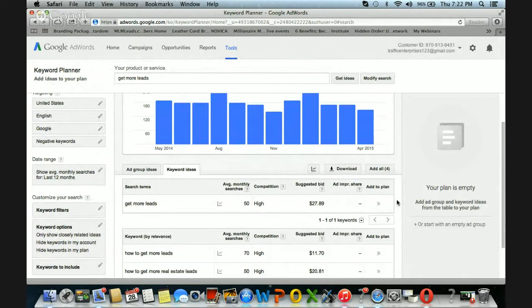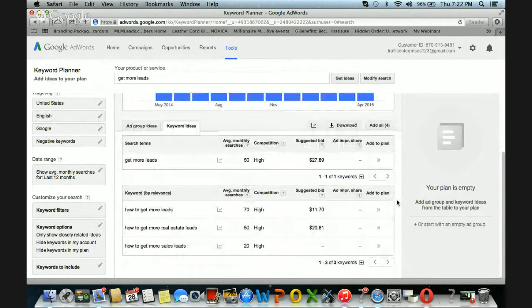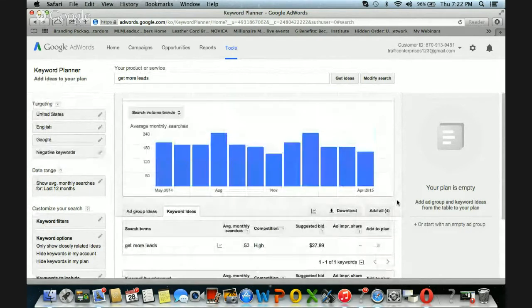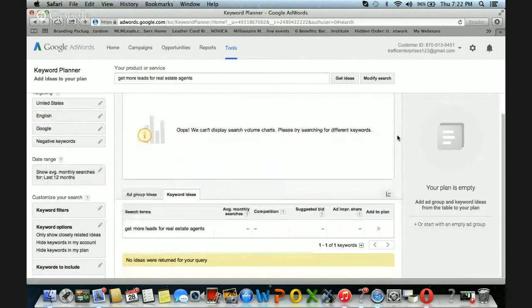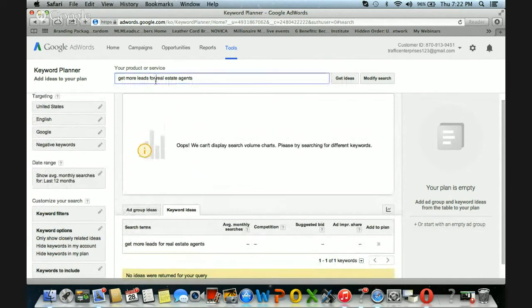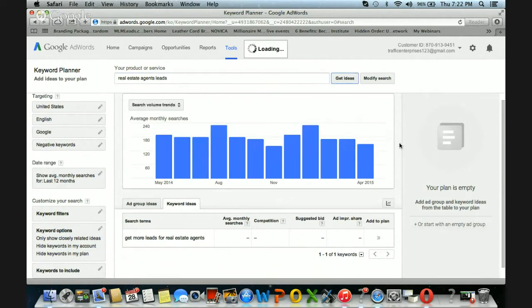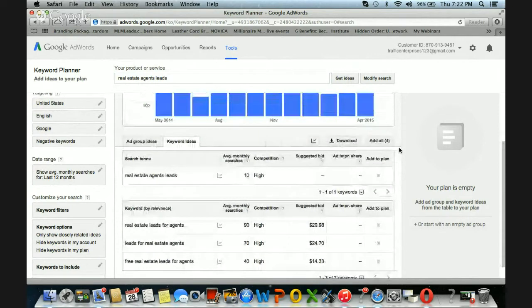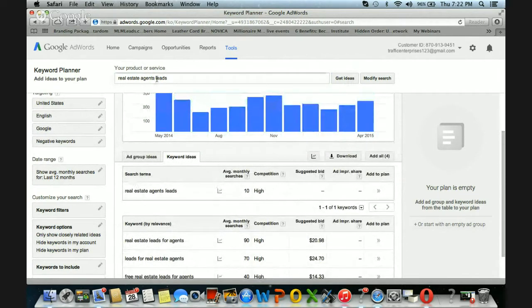And if you go through and see some of the other words, there's not a whole lot. They're all high. You want the low competition ones. You could put something in here, get more leads for real estate agents, and see what comes up. And actually there's nothing, or you could try something like real estate agent leads. And these are also, there's only a few and they're high. So, and really the best, this one that I did for jumbo mortgage leads.